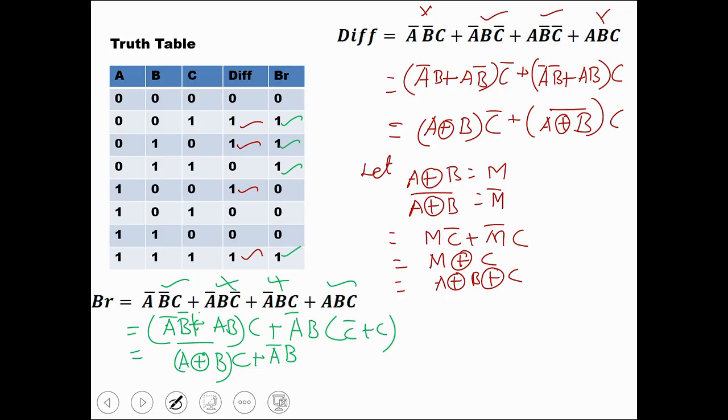So this is the Boolean expression for borrow. So we have first written the truth table. From the truth table we have converted into sum of products and the sum of products expression is simplified. So for difference we are getting A XOR B XOR C. For borrow we are getting A XOR B bar C plus A bar B.